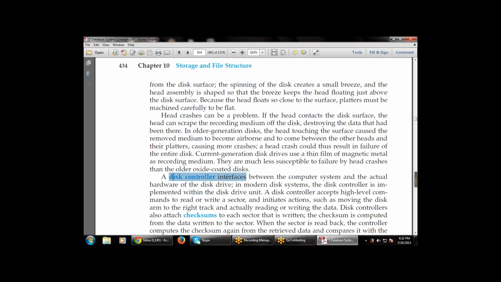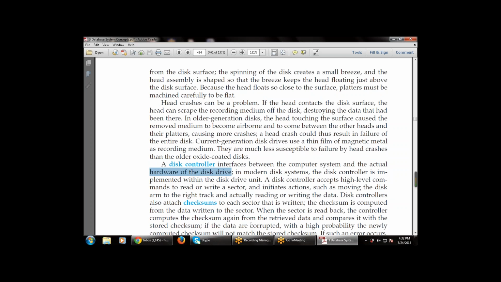There is a disk controller that provides an interface between the computer system and the actual hardware of the disk drive. And there is a checksum that checks the data that is written into the sector.